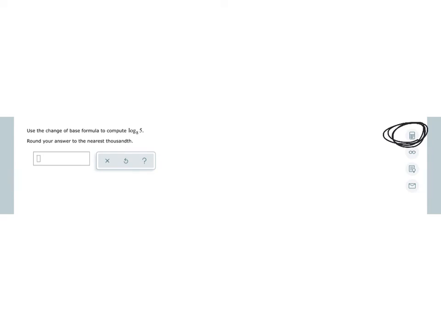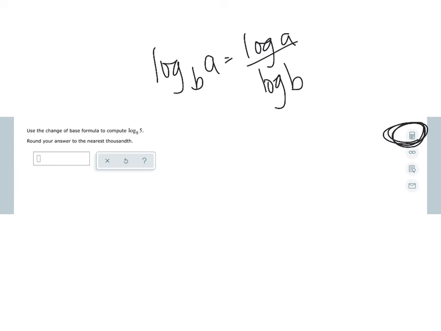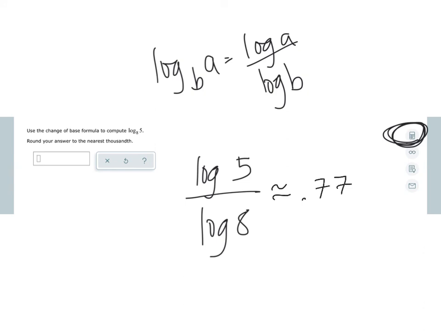So we're going to use the change of base formula. Log base b of a is the same thing as log of a divided by log of b. So our a is 5, so log of 5. Our b is 8, log of 8. And then we just put that in the calculator. And we get approximately 0.774.